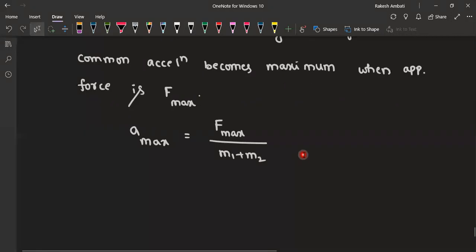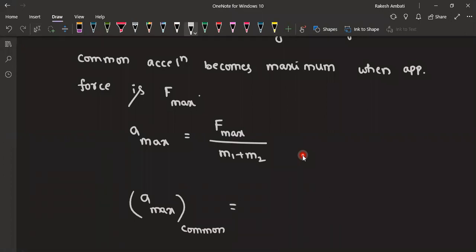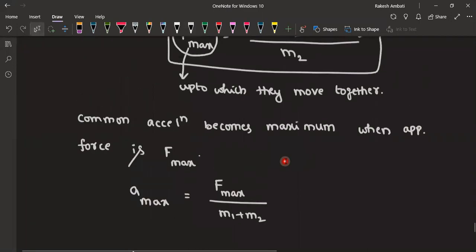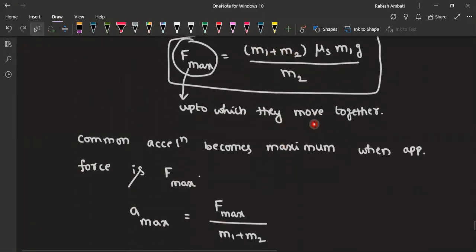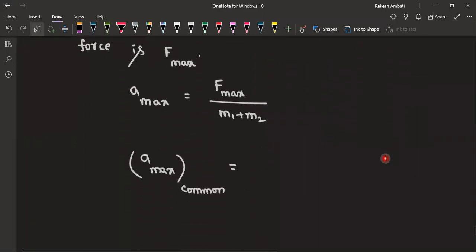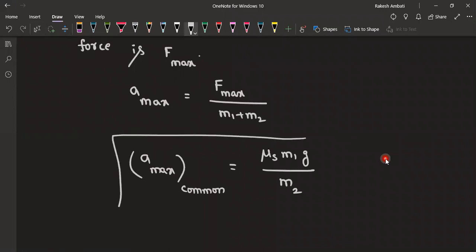Okay. So A maximum is equal to the maximum common acceleration. We already have the F maximum value upon M1 plus M2, then M1 plus M2 cancel out, correct? Then what is the value we get finally? Mu M1 g upon M2. It is the maximum common acceleration.